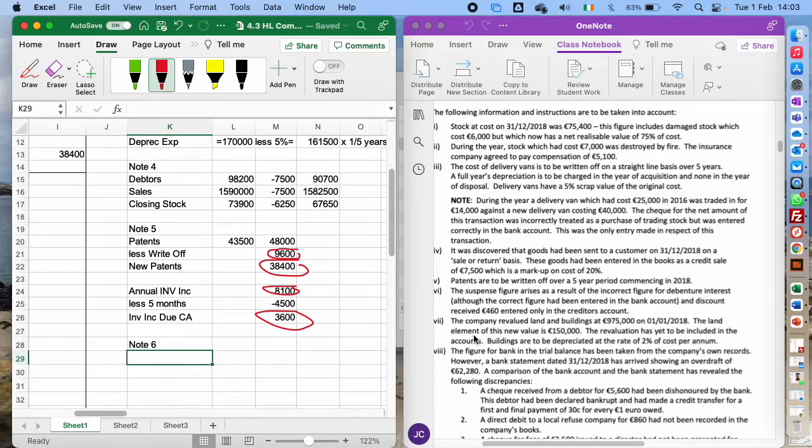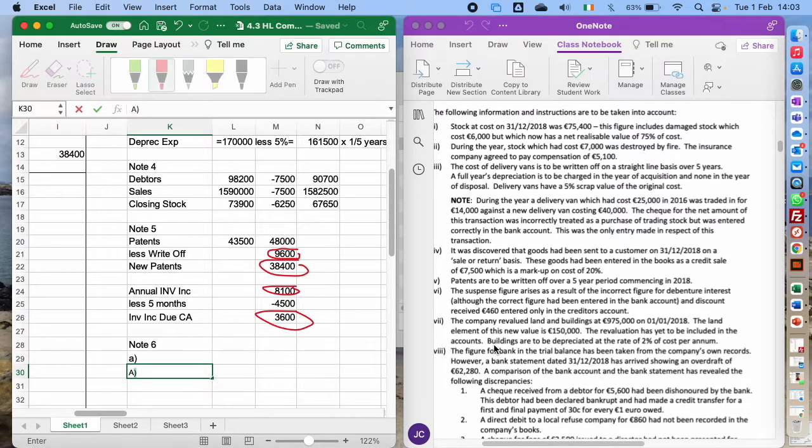Note 6, suspense. Okay, suspense, there's two parts to it. Always in the exam they'll give you two parts. So first one, incorrect figure for debenture interest. So the correct figure is put into the bank account. Okay, so a bit like investment income, and the investment income and debenture interest, this suspense, they're very common. They come up in question 1 all the time.